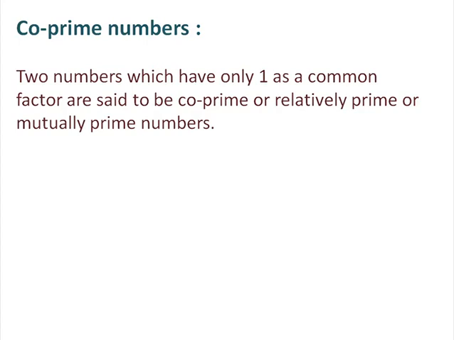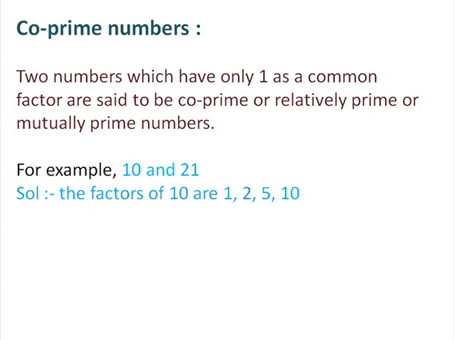Now, according to that, we will take any two numbers as an example. Here I took 10 and 21. First, we will write the factors of 10. The factors of 10 are 1, 2, 5 and 10. That is, 10 comes in the table of 1, 2, 5 and 10. Now, we will write the factors of 21. That is 1, 3, 7 and 21. 21 comes in the table of 1, 3, 7 and 21.